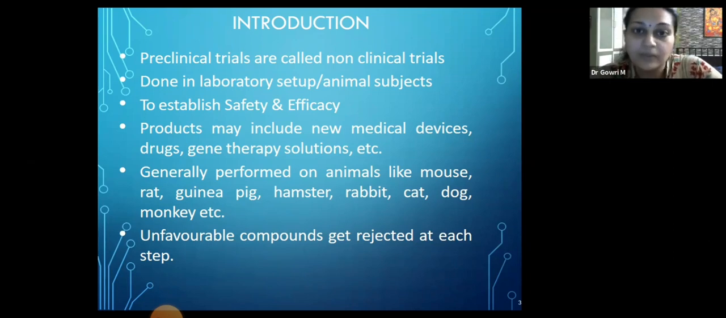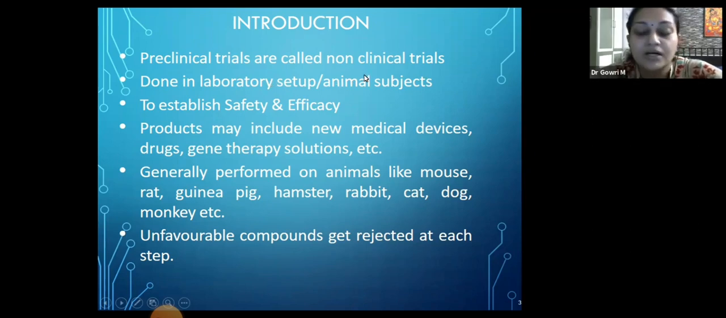So we'll see what preclinical trials are. Preclinical trials are also known as non-clinical trials. That is, they are not oriented to patients. They are not dealing with patients directly. So something which is not dealing with clinics, they are known as preclinical trials. And usually we do it either in a laboratory setting or in animal subjects.